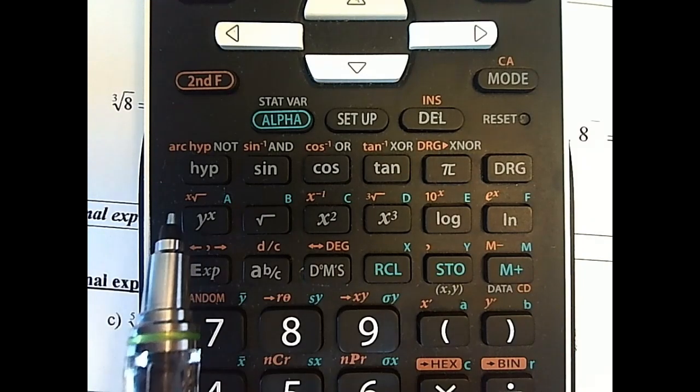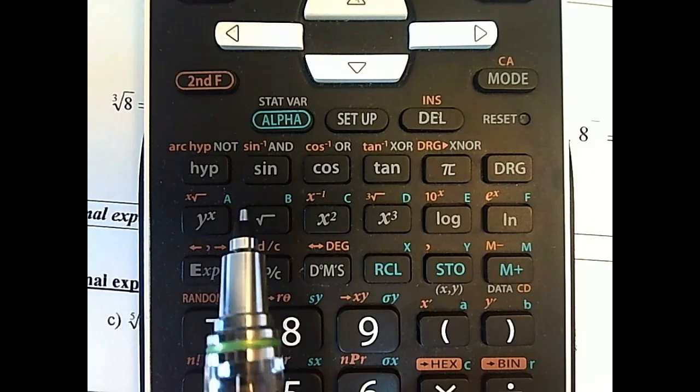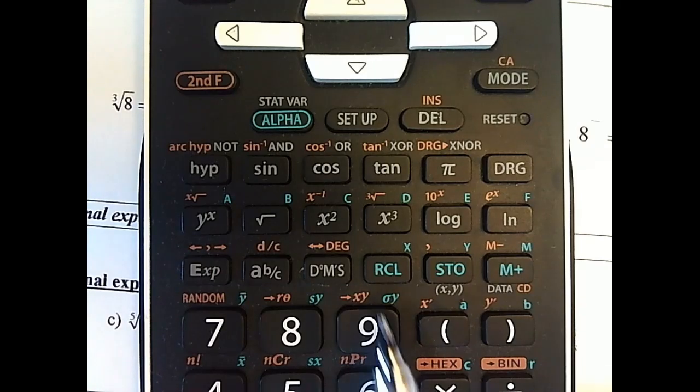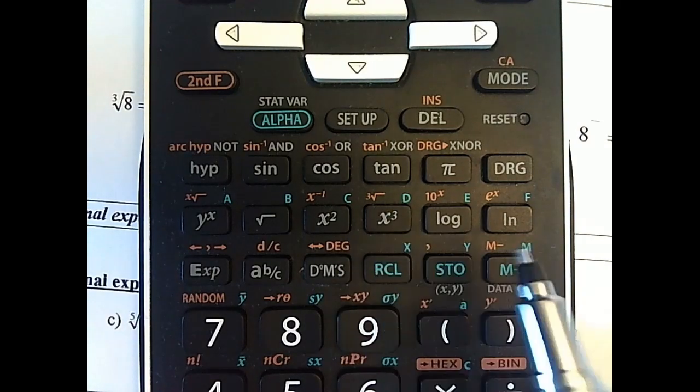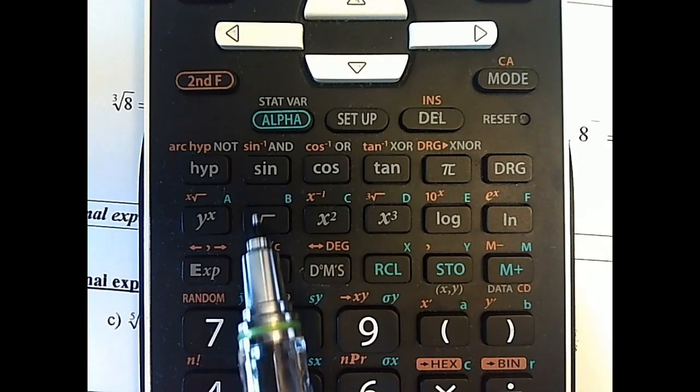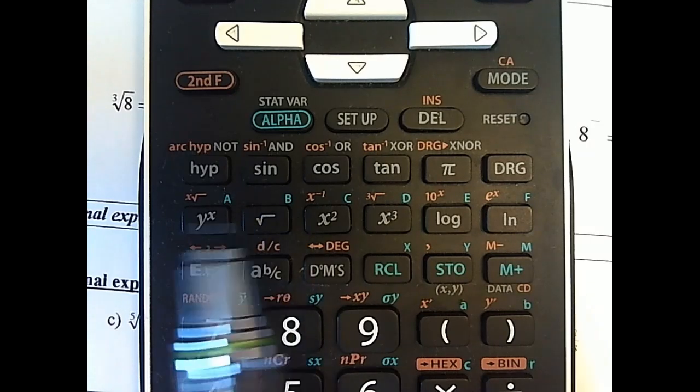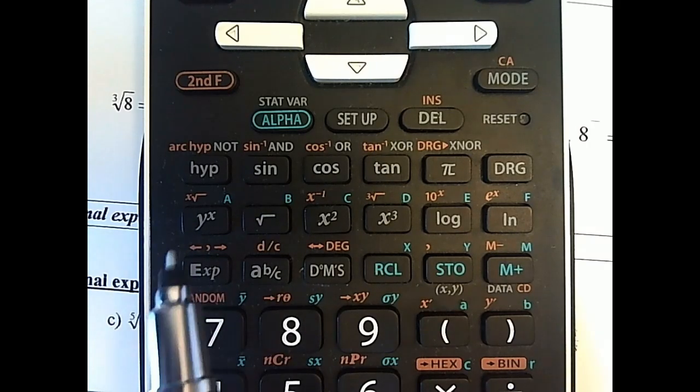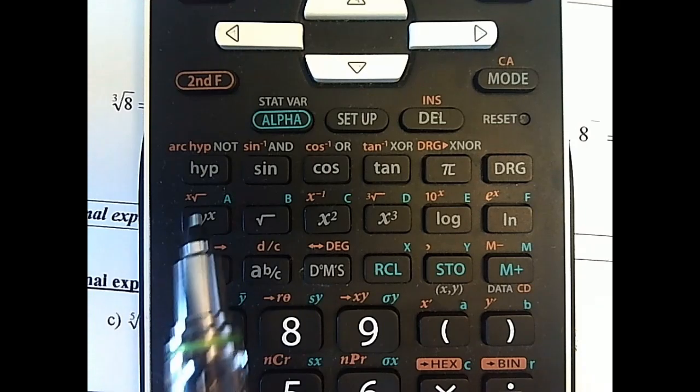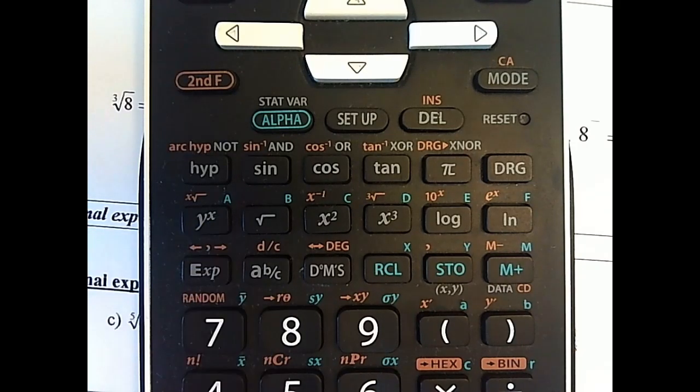You'll also notice that this is x square root. So if I wanted a different number besides 3 or 2 for this button, because this is a square root sign, if I wanted some other number, 4 or 8 or 9 or something, I would put the number and then do the second function, this button, to get that. So I'll come back to this in a second. But let's get back to our example.